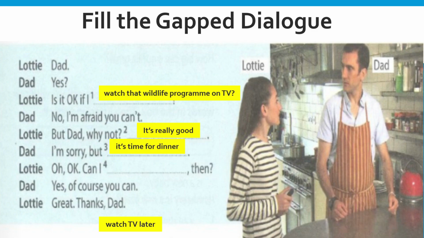It means that Lottie was not allowed to watch that wildlife program because her dad said it's already time for them to eat dinner. And last but not least, "Oh, okay, can I watch TV later then?" And Lottie's dad gave permission and said, "Yes, of course you can." Did you manage to get the same answer?